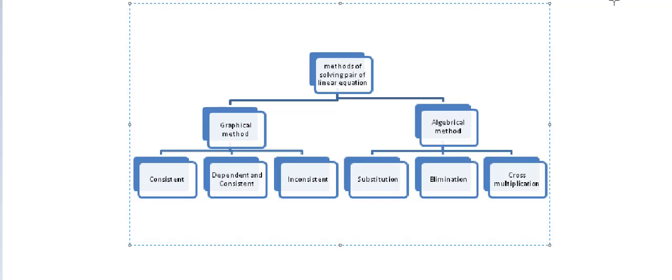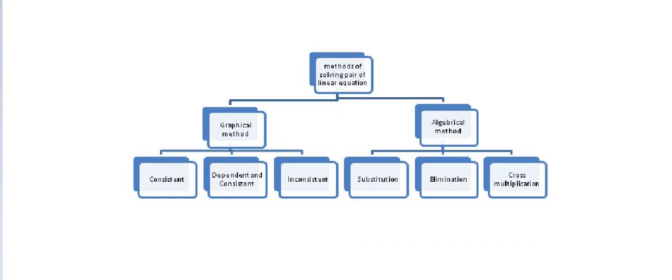Now let us move forward and see methods of solving a pair of linear equations. There are two methods to solve any type of linear equation. The first is the graphical method and the other one is the algebraical method. In the graphical method, there are three things: consistent, dependent, and inconsistent. And in the algebraical method we have three methods. First is substitution, elimination and cross multiplication.